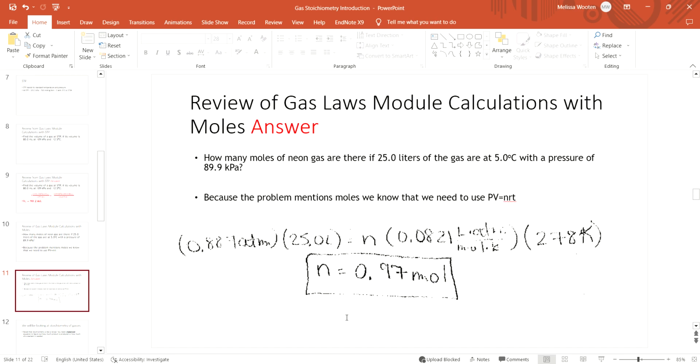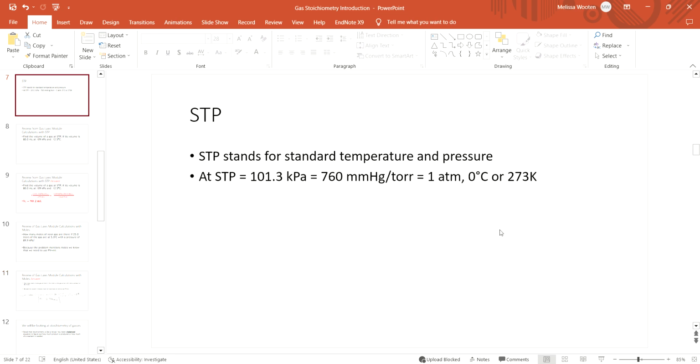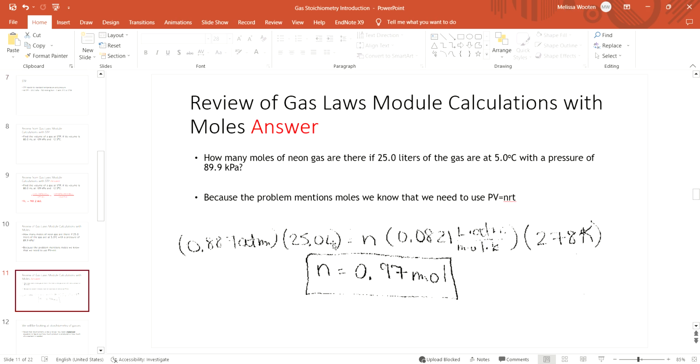Okay. And so after you've taken a stab at it, you should have converted to ATM using this conversion factor here. Liters, you don't have to convert. You already have your constant, and you just needed to add 273 to that 5 degrees Celsius to get to Kelvin. Okay, so when you solve for this, you should get 0.97 moles.